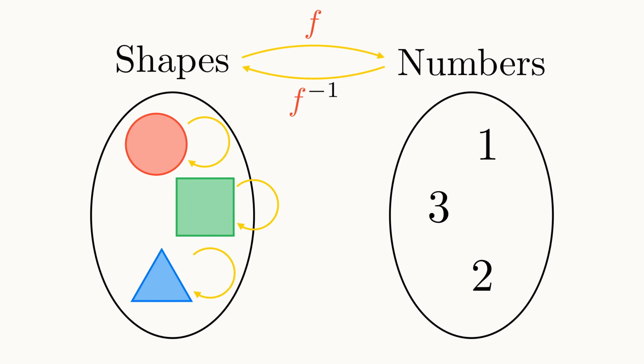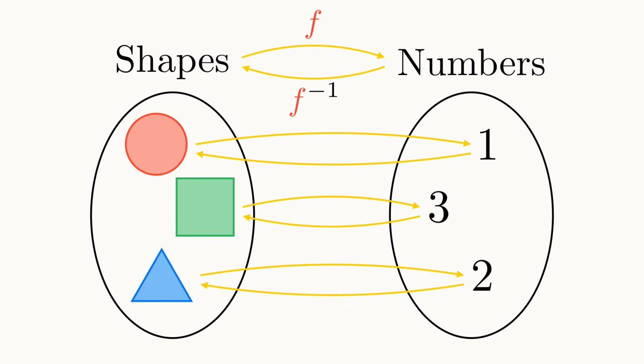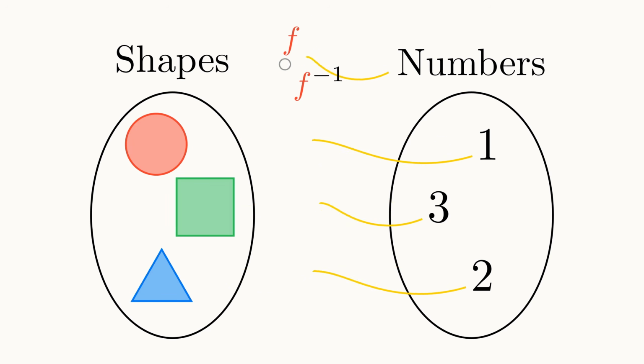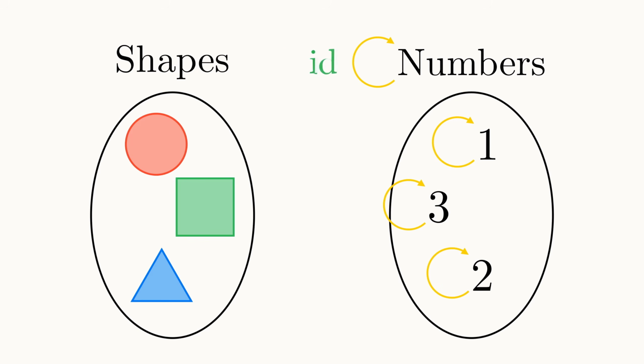This is exactly the same as saying that f inverse composed with f is the function that does nothing to a shape, which is precisely the identity function on the set of shapes. This holds true the other way around too. f composed with f inverse gives the identity function on the set of numbers.